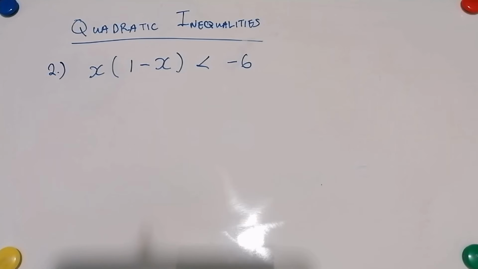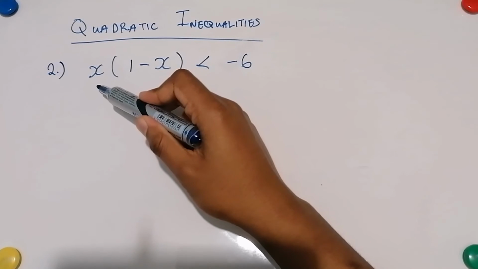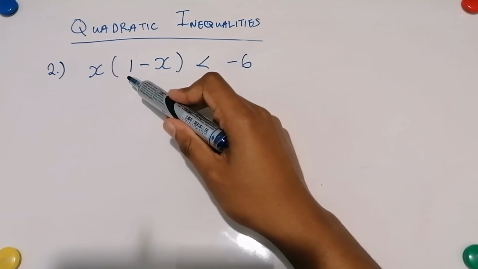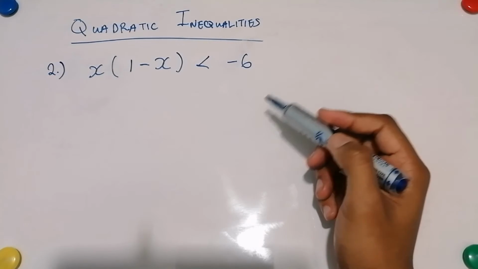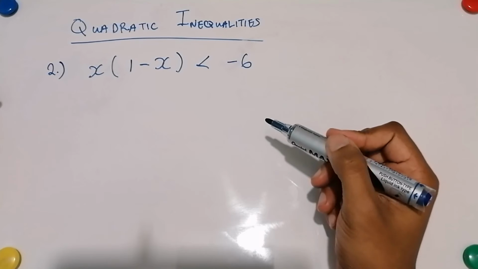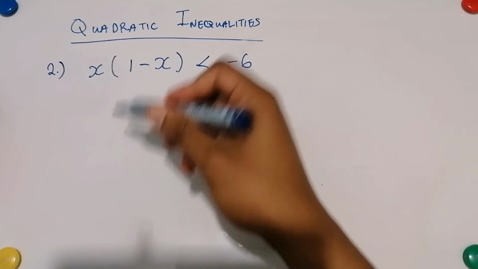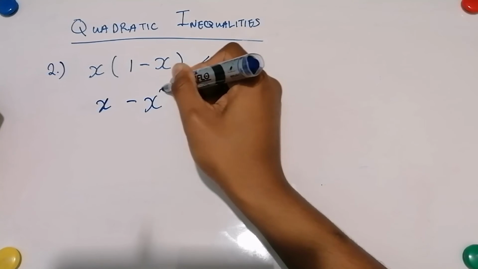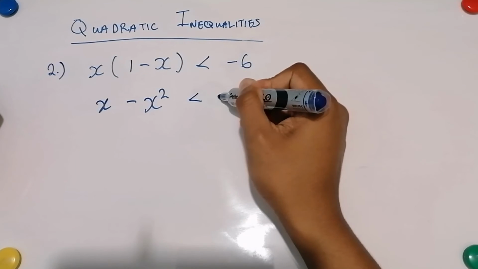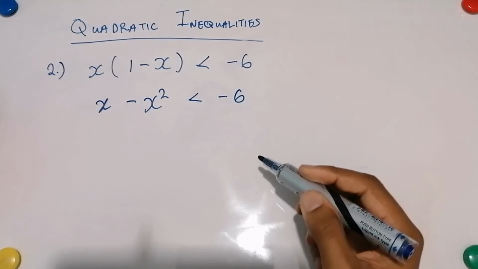This is our second example. Here we have x being multiplied by the bracket 1 minus x, and this is less than negative 6. We need to solve for x in this quadratic inequality. When we multiply out, we get x minus x squared, and this is less than negative 6.